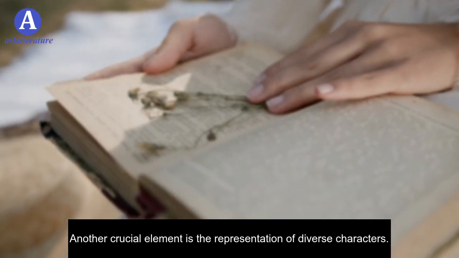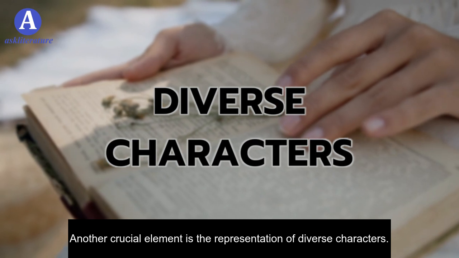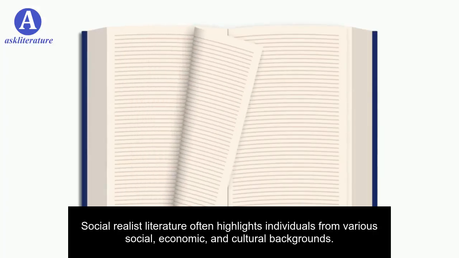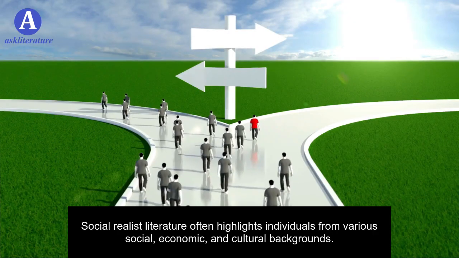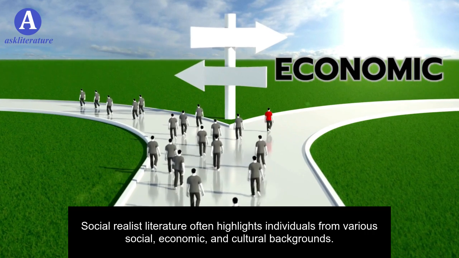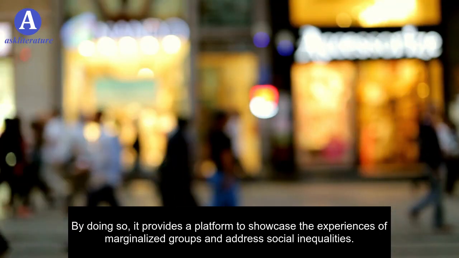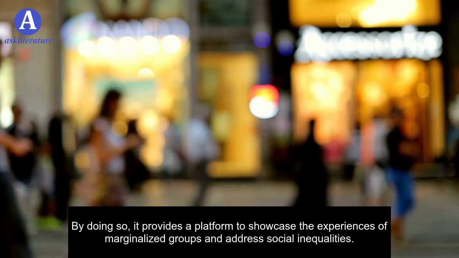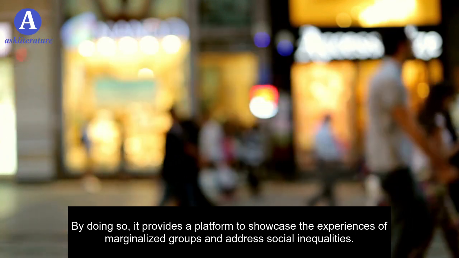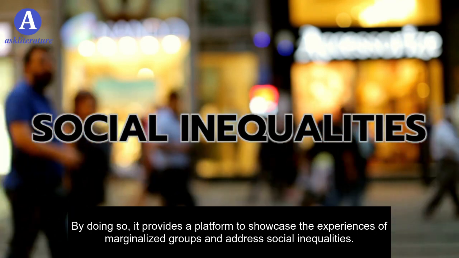Another crucial element is the representation of diverse characters. Social realist literature often highlights individuals from various social, economic, and cultural backgrounds. By doing so, it provides a platform to showcase the experiences of marginalized groups and address social inequalities.